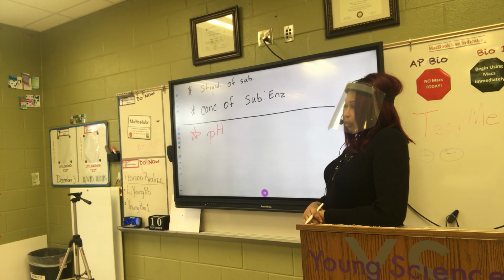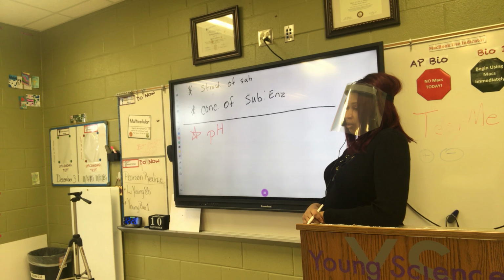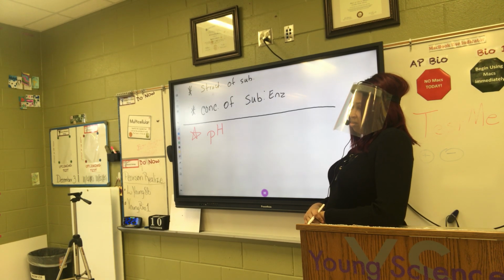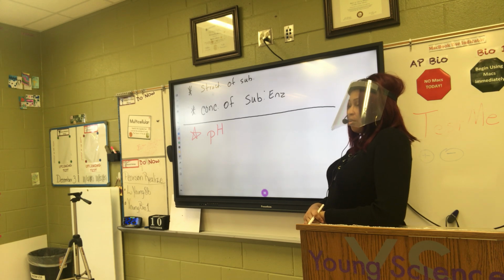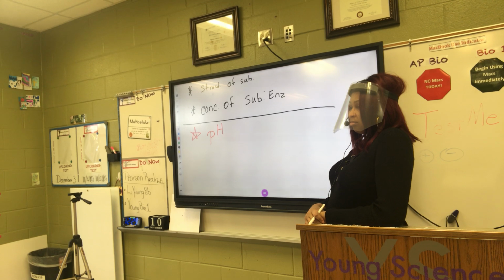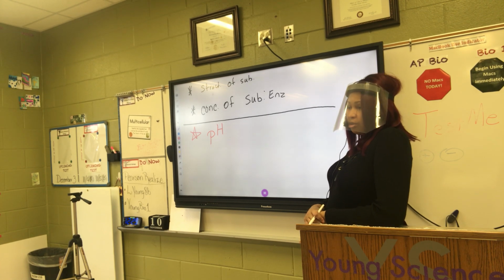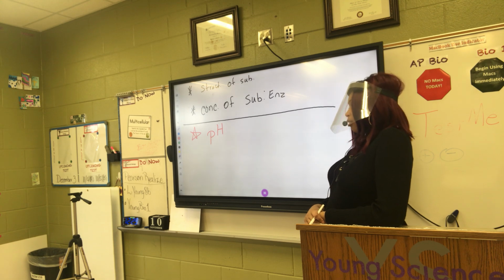What's the range for acidic? 0 to 7, or 0 to 6.9, something like that. What about alkaline? 7.1 to 14. And 7 is neutral, right? So we know how the pH scale works.